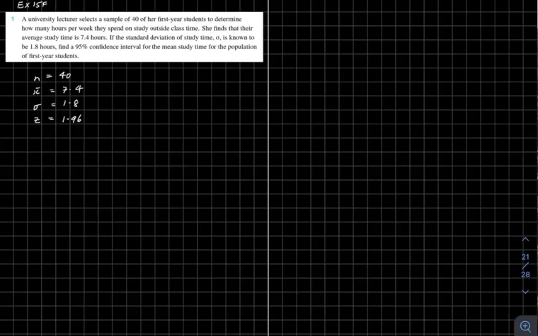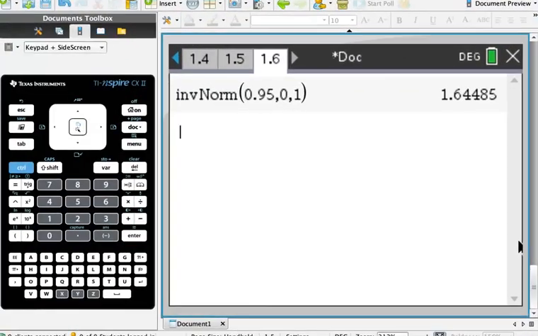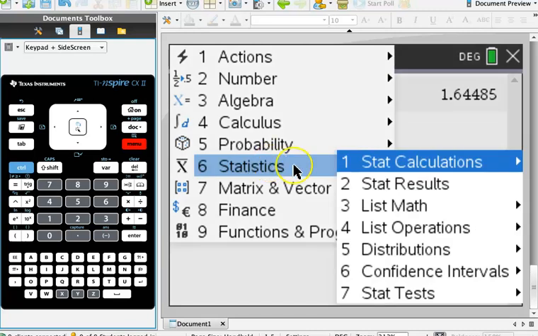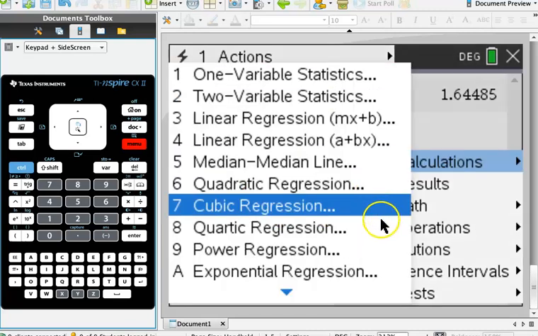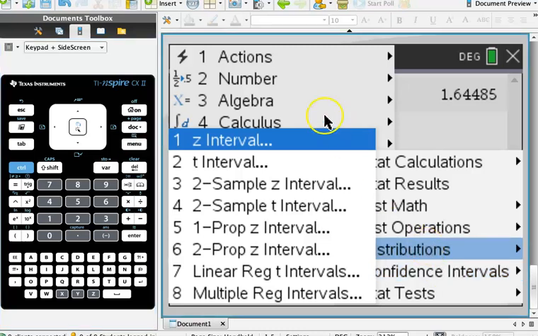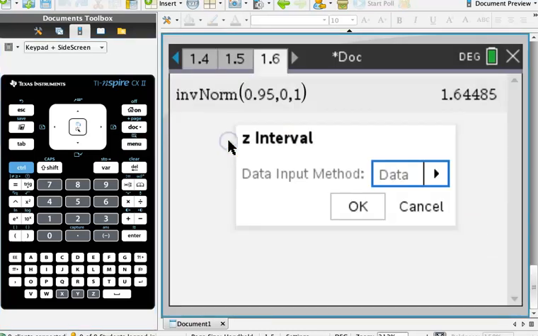We could now, using the formula off our formula sheet, grab our calculator and work out the lower and upper bound. But since we're using our calculator anyway, it will actually calculate confidence intervals for us. So let's go across to our graphics calculator. Let me see if I can remember how to do this. We're in statistics, going to confidence. Oh, there it is. Confidence intervals down there. And we want a Z interval.